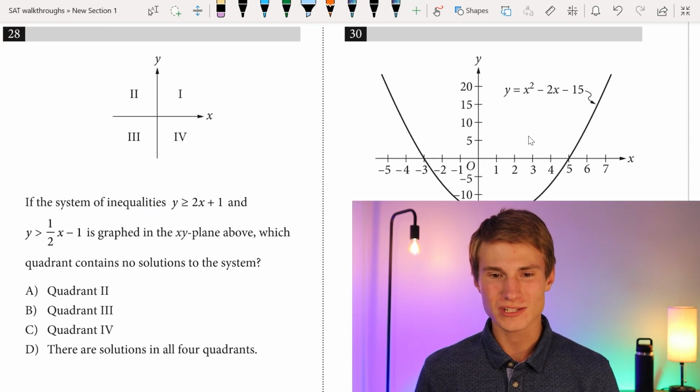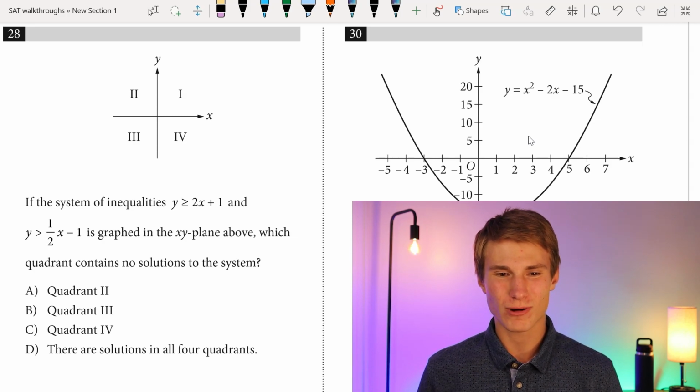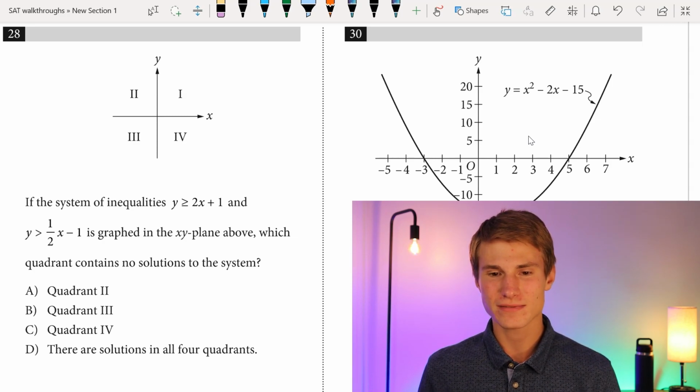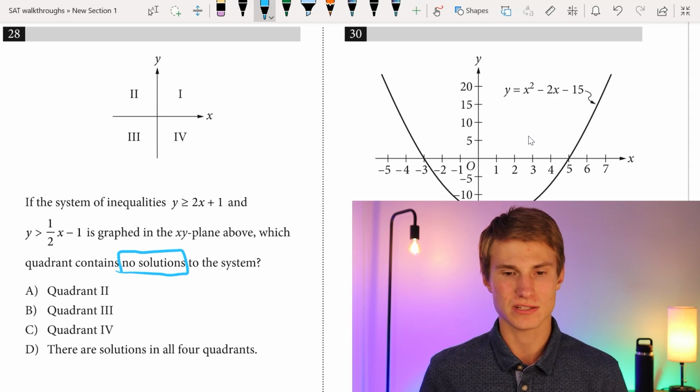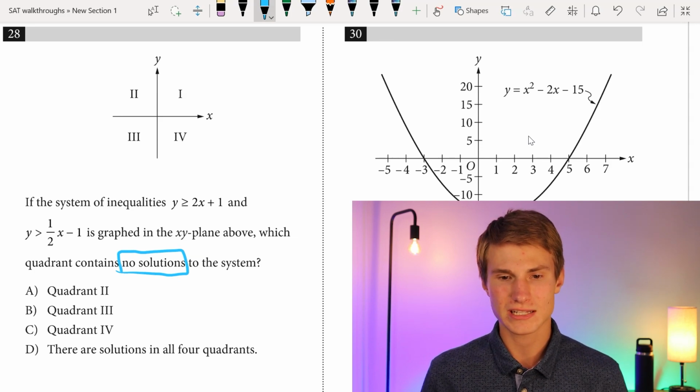If the system of inequalities y is greater than or equal to 2x plus 1 and y is greater than 1 half x minus 1 is graphed in the xy plane above, which quadrant contains no solutions to the system? All right, well, the key thing here is the quadrant that contains no solutions. Well, which quadrants are going to contain solutions?